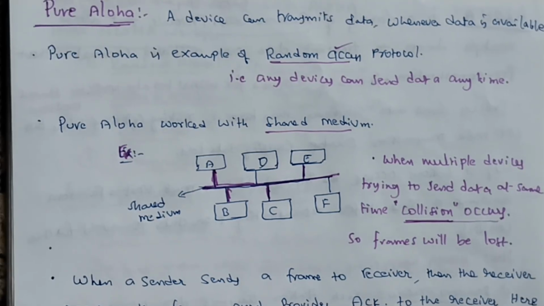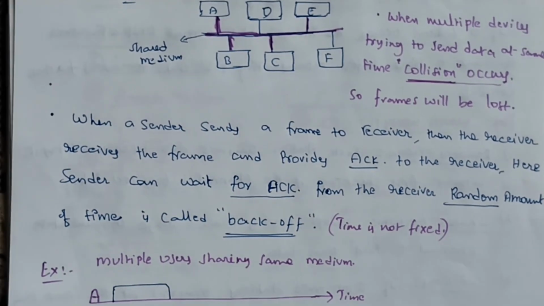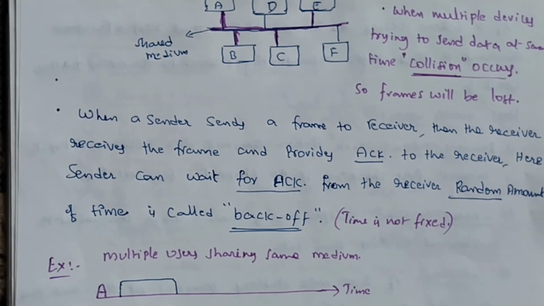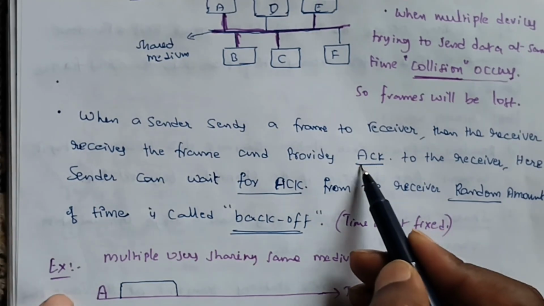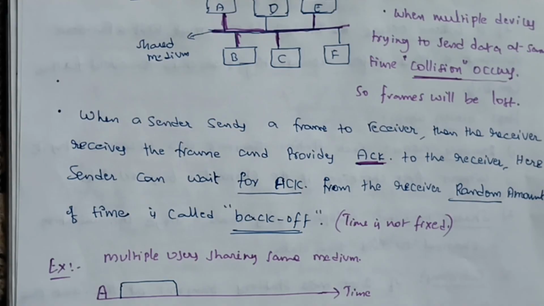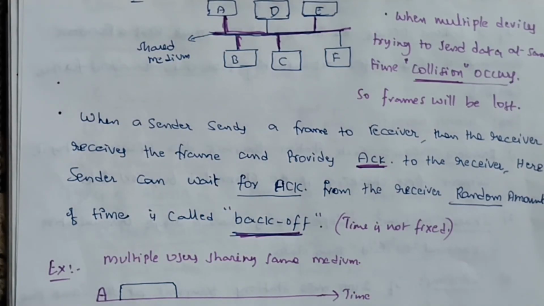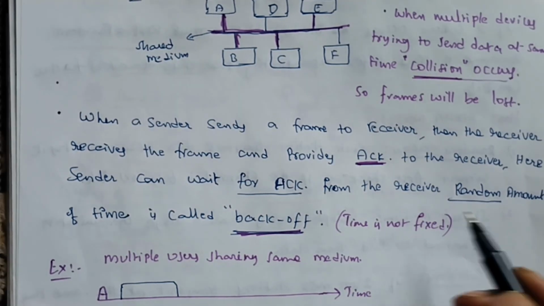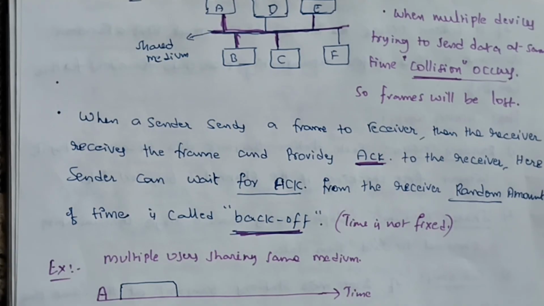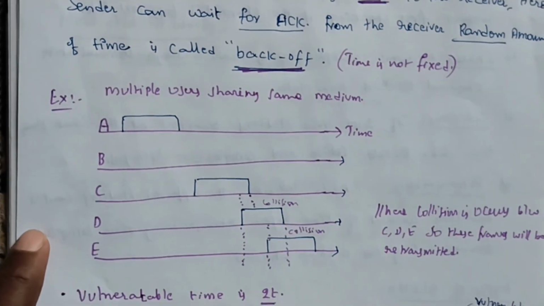When a sender sends a frame to the receiver, the receiver receives the frame and provides an acknowledgement. The sender waits for the acknowledgement from the receiver for a random amount of time, which is called back off. Back off is a time that is not fixed.